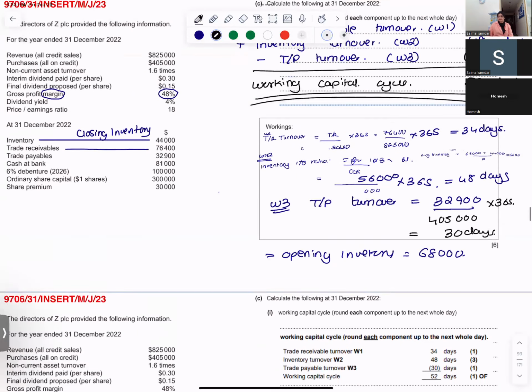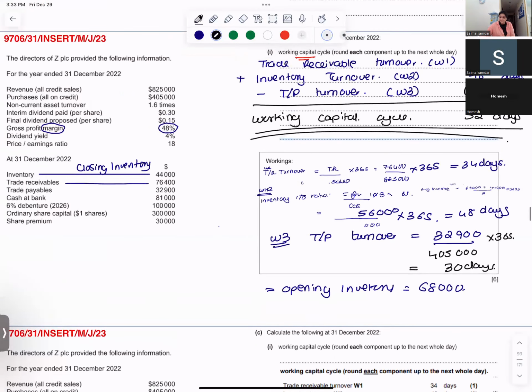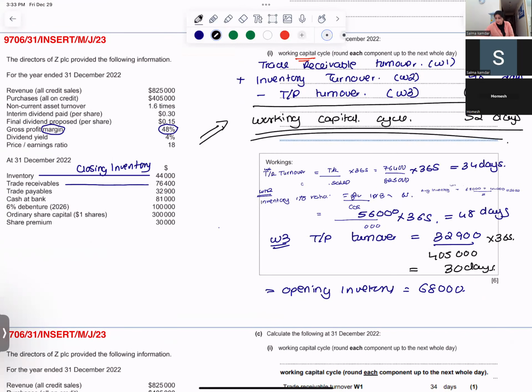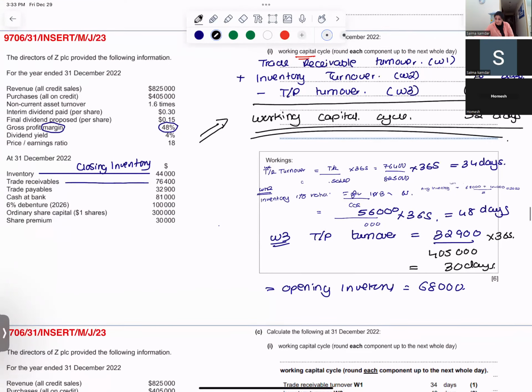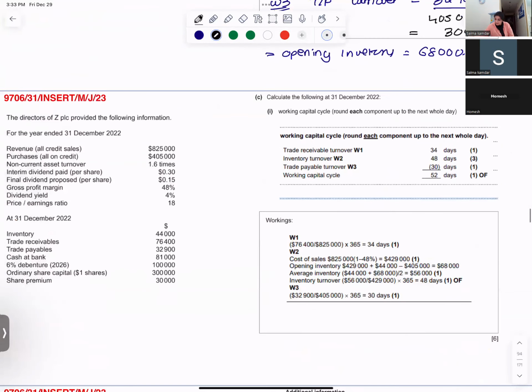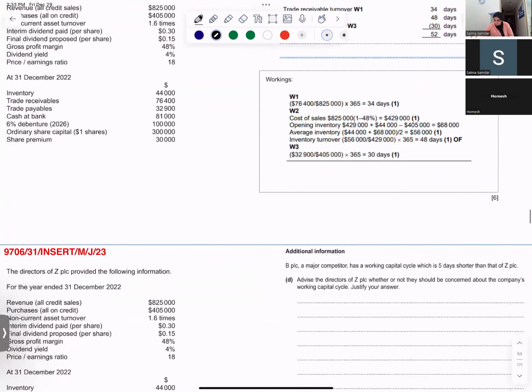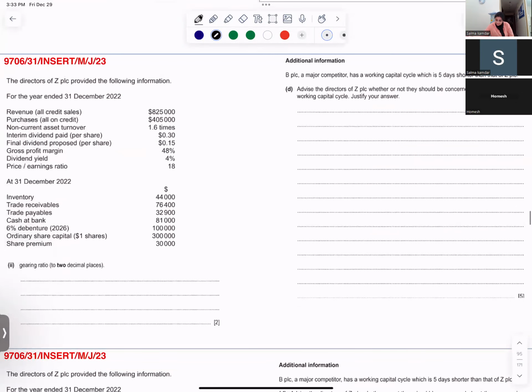Is it good or bad? This working capital cycle, you are taking 82 days to receive payment, that's bad, but you're paying in 30 days. Okay, fine. Miss, it's bad. Read the next question.